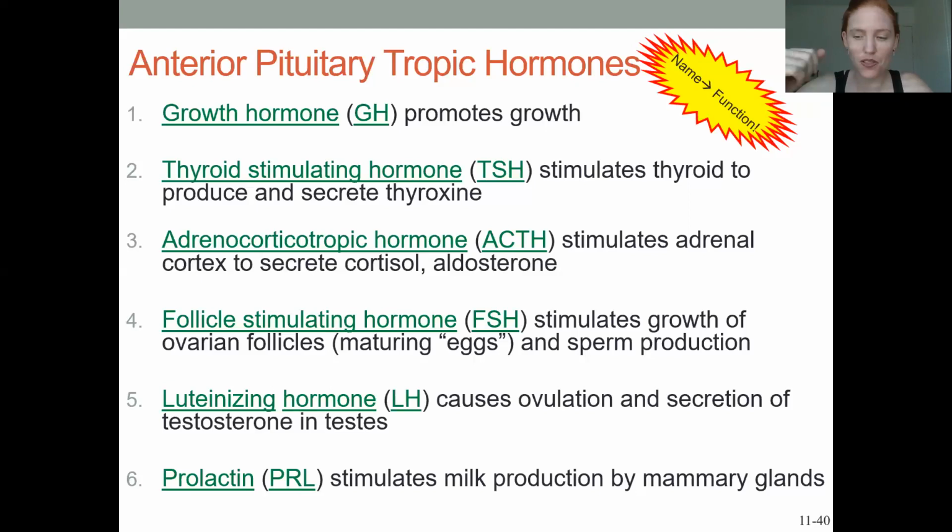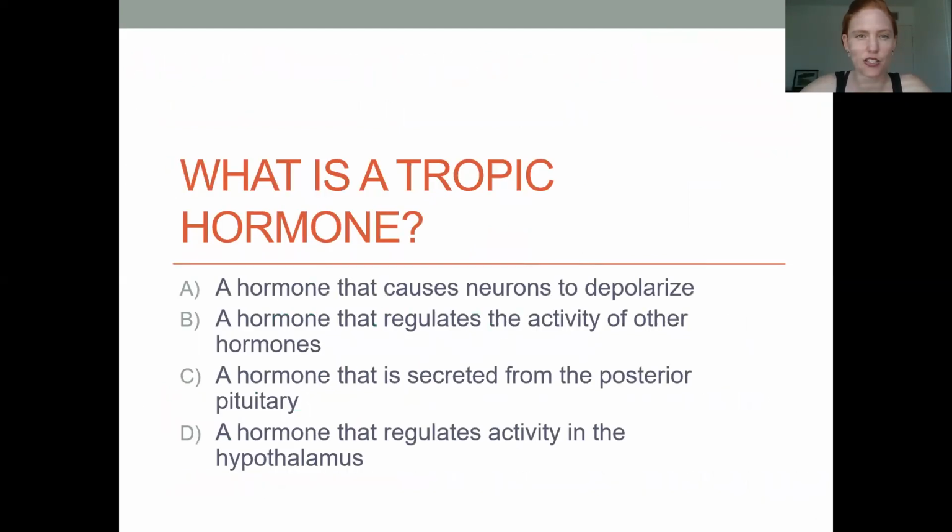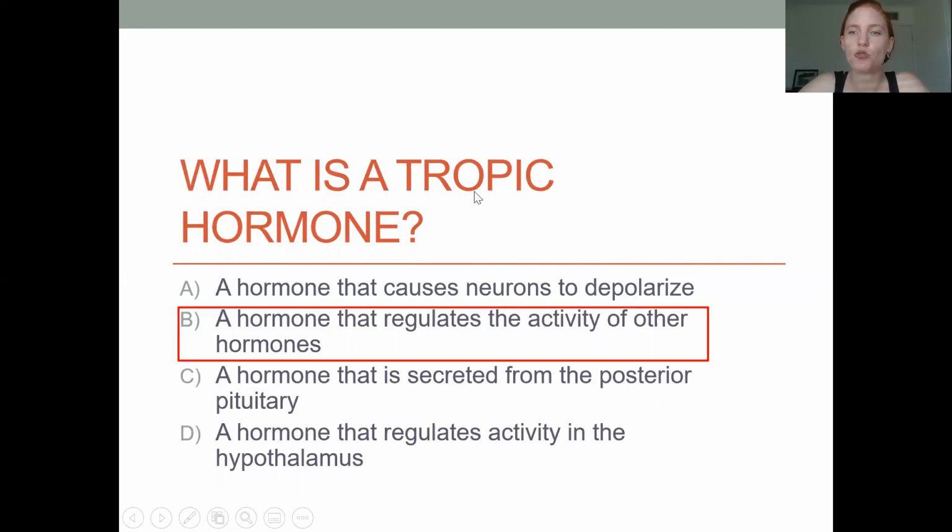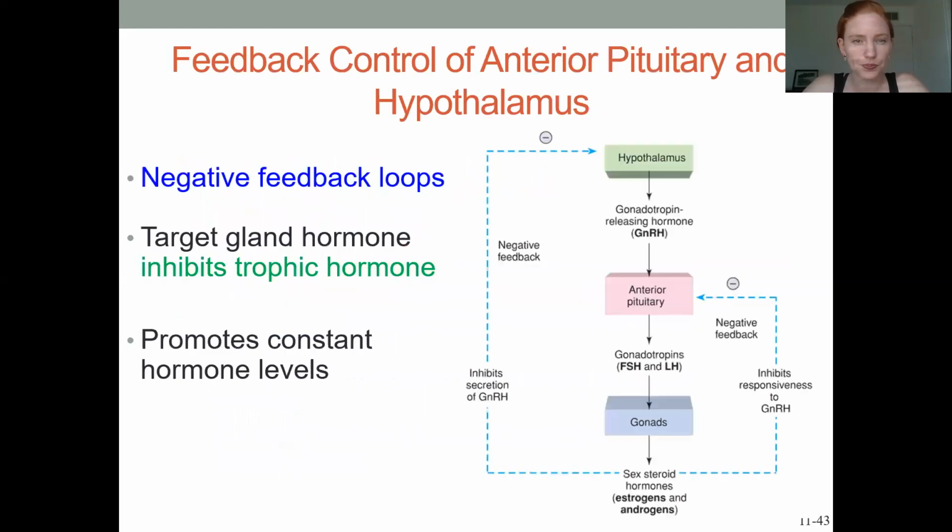Okay, sorry, big old long list. Needs some practice. Let's go through some of those. So just to remind yourselves, the tropic hormone, that means that it's a hormone that's going to regulate the activity of another hormone. And so generally what happens is the tropic hormone stimulates that second hormone, and then in turn, that second hormone inhibits the tropic hormone.